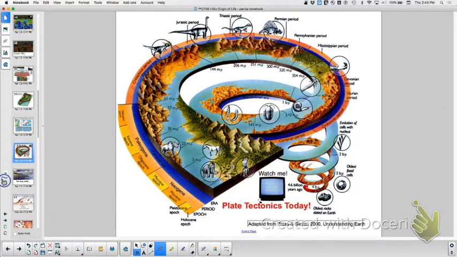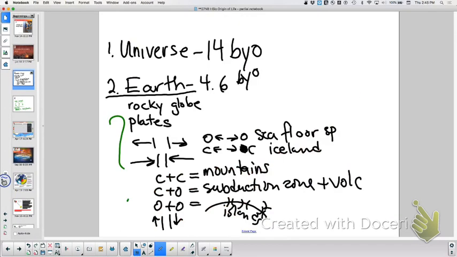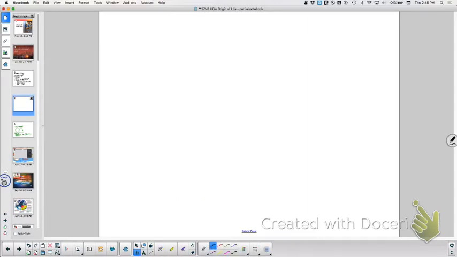All right, now I want to go back to the very beginning here. Okay, universe 14 billion years old. Earth 4.6 billion years old. Okay, what's our next one that we would say? Nope, something happened before that.